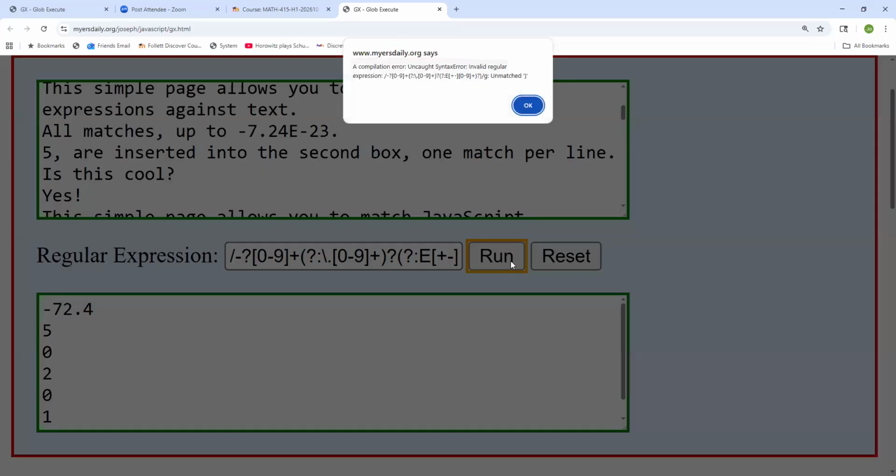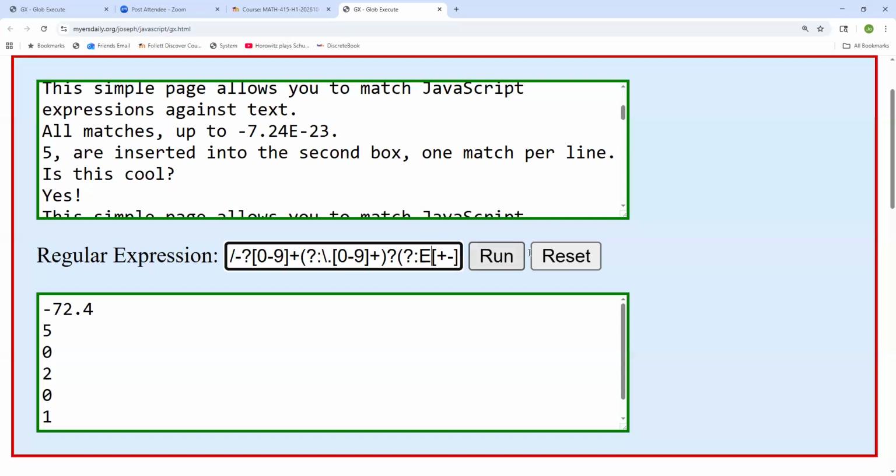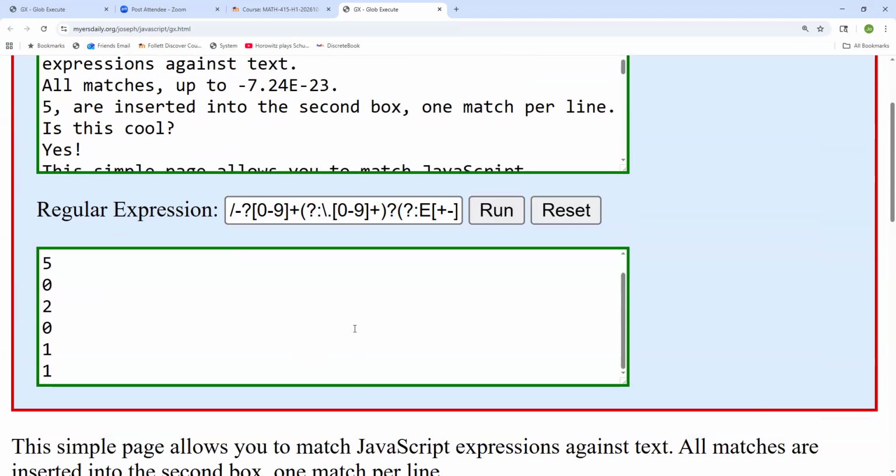So if I run that, oops, my program says that there's an error in it. Just a second. I think I must have forgotten to close the parentheses maybe. Oh yeah, there we go. I had too many closing parentheses. Okay, so now when I run it, it matches. So it's negative 7.24 e to the negative 23. That actually matches that whole thing like that. Fantastic. And it still matches all the other ones.